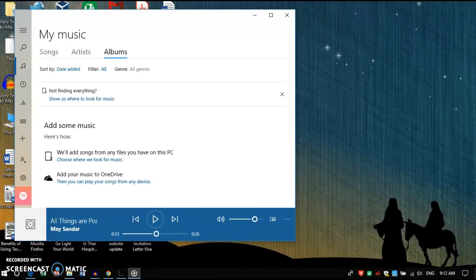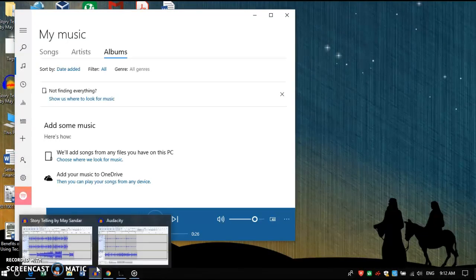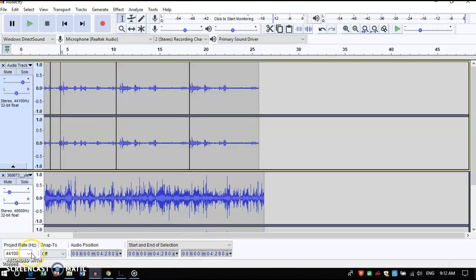So this is the simple way of using Audacity for podcasts. Thank you very much.